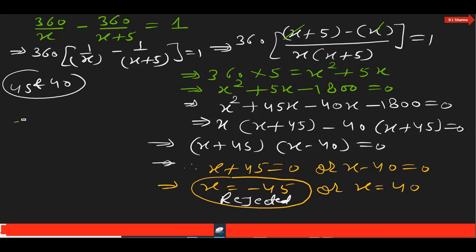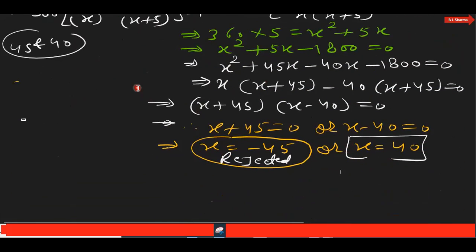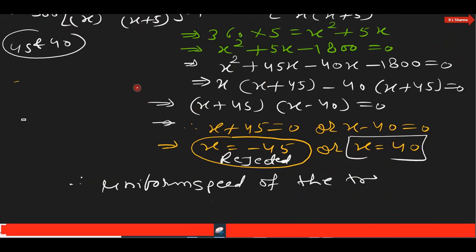We have taken x as the uniform speed. Speed is never negative, distance is never negative, the side of a triangle is never negative, a natural number is never negative. So the roots we find in a quadratic equation, we have to verify them. Therefore x is equal to 40. And what is x here? We have assumed that the speed of the train, that is the uniform speed of the train, is x kilometer per hour, and here x is equal to 40. Therefore, the uniform speed of the train is equal to 40 kilometer per hour, and that is the answer of this question. That's all for this question.